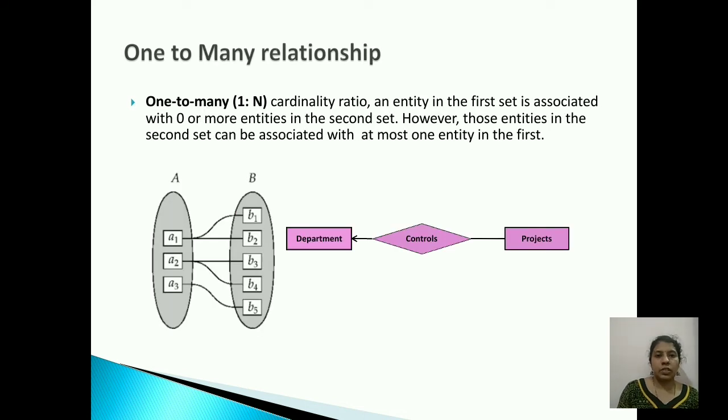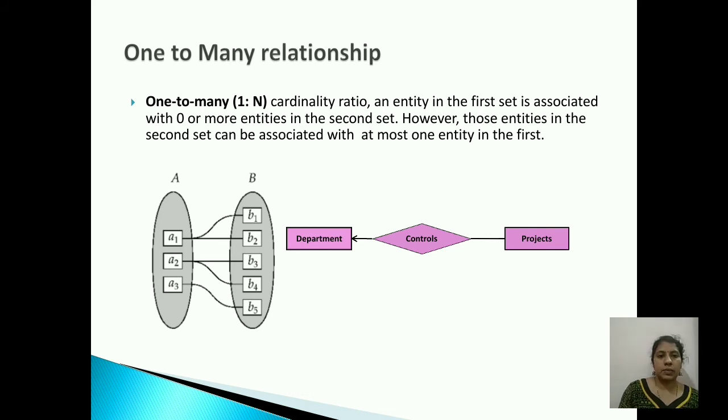Then the one-to-many relationship. Here an entity in the first set is associated with 0 or more entities in the second set. Okay, here you can see A1 is related to B1 and B2. A2 is mapped to B3 and B4. Right? That means more than one entity of B is mapped to entities in the set A. Okay, so that's why it is called one to many. Exactly one instance you take from A, only one instance is mapped to many instances of B. So that's why it is called a one-to-many relationship.